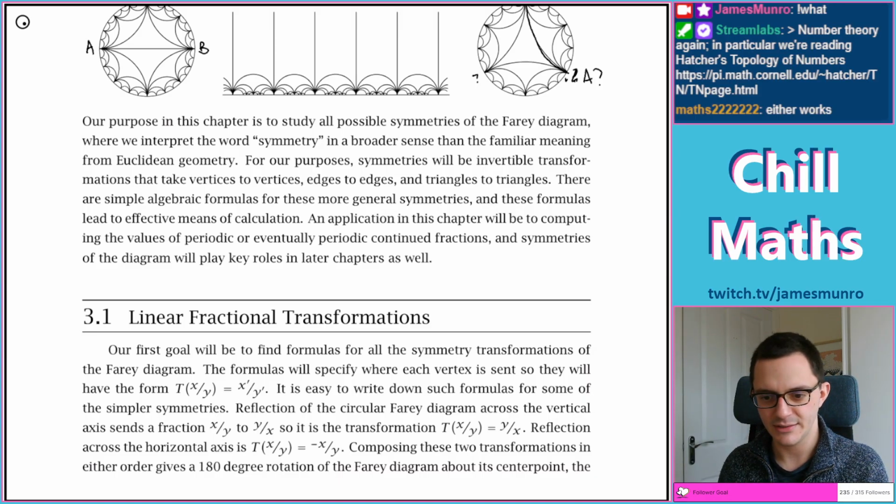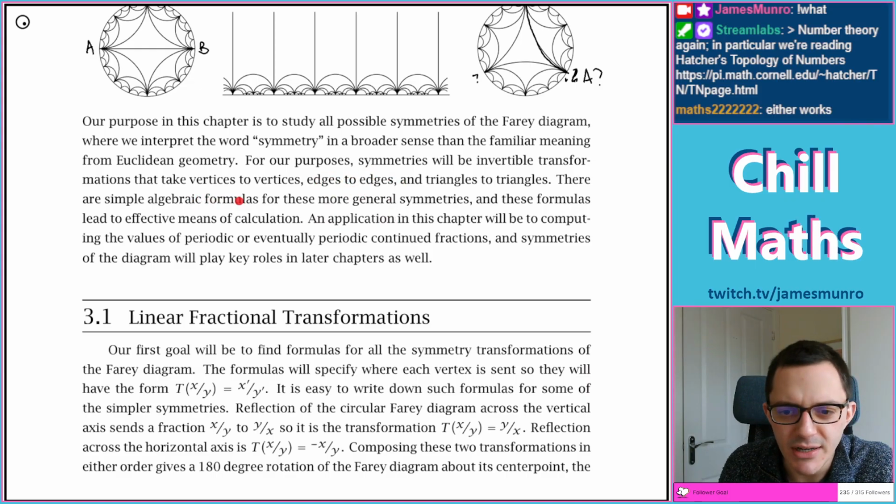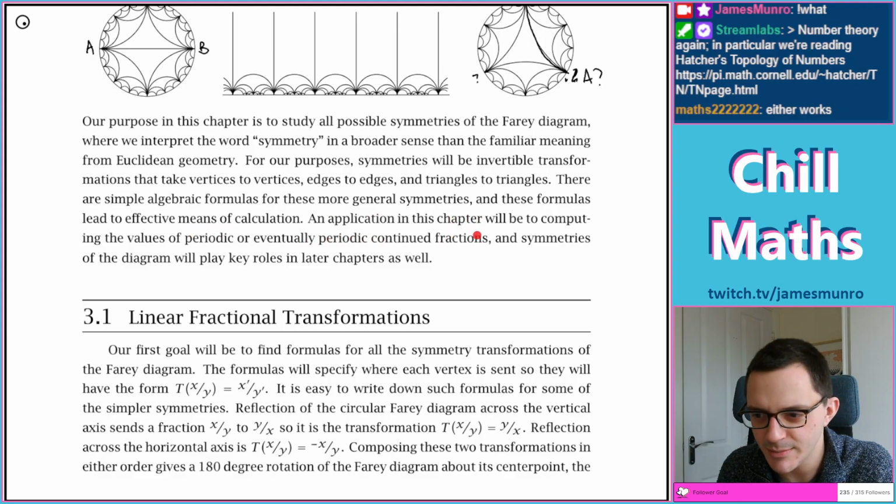Right. Okay. We're going to find formulas for all of the symmetries. Oh, I skipped a bit. Invertible transformations that take vertices to vertices, edges to edges, and triangles to triangles. That is going to be Mobius maps. I'm now getting confident because they're talking about taking circles to circles, with simple algebraic formulas. Yeah, this is somebody trying to set up Mobius maps. I hope. If not, I'm going to be very surprised. Here we go. Our first goal is to find formulas. Okay, find formulas for all of them.